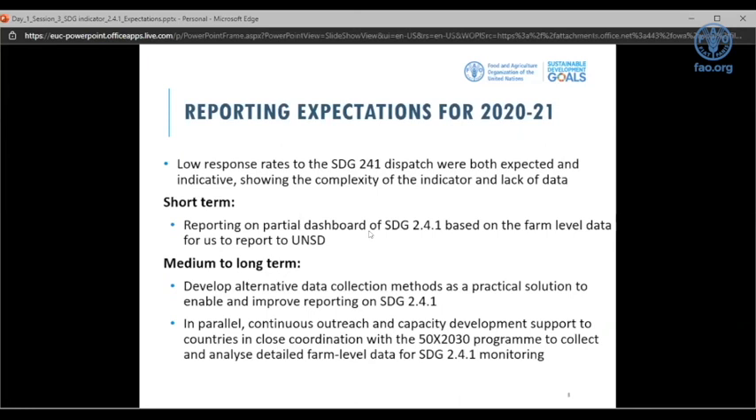In the medium to long term, as I mentioned earlier, we are in the process of developing the guidelines around the use of alternative data sources as a practical solution to enable and improve reporting on SDG 2.4.1. And in parallel, we are doing continuous outreach and capacity development support to countries in close coordination and collaboration with the 50 by 2030 initiative to collect and analyze detailed farm level data for SDG 2.4.1 monitoring.